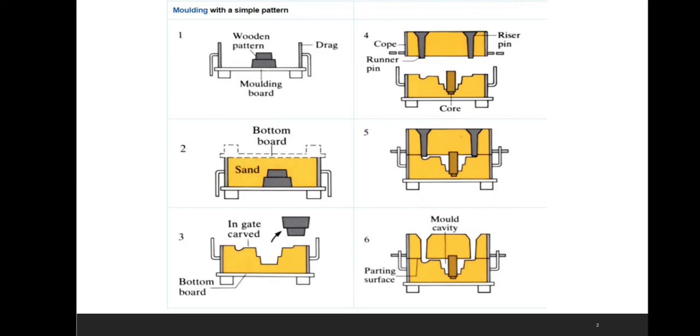The fourth step is we have to fill the mold cavity with molten metal. Here you can see the runner and riser pin, and you can also see the cope box and the drag box in this fourth picture. We need to develop the runner and riser here, and if any core is required, you also create the core. And fifth, we need to allow the metal to cool.